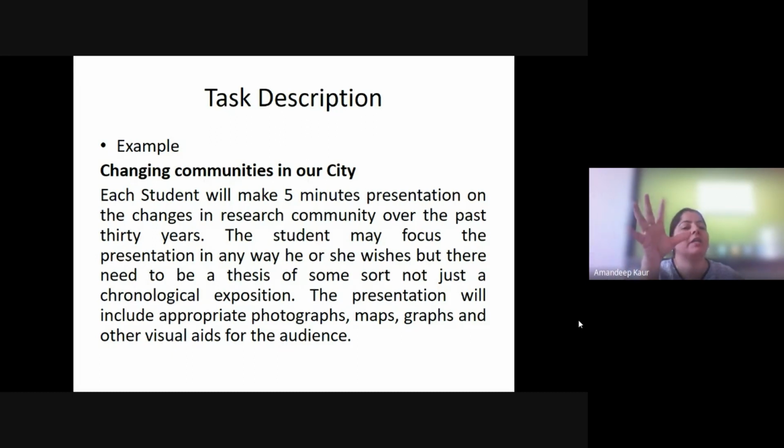So I specifically mentioned to my class that you need not overload the PowerPoint presentation by copy pasting information again and again. Within 5 minutes, you can collect information from different resources and provide a synthesis of that information, and it must be easy for the audience to link with that information. So that is my task description.